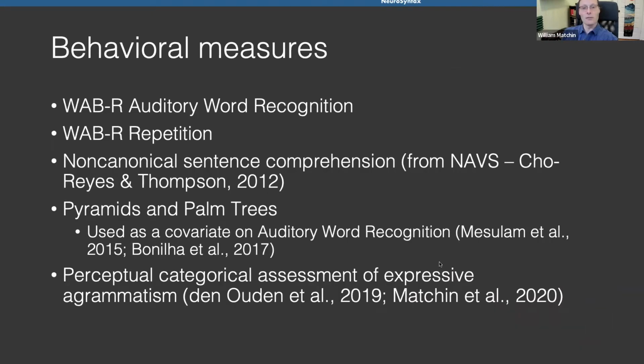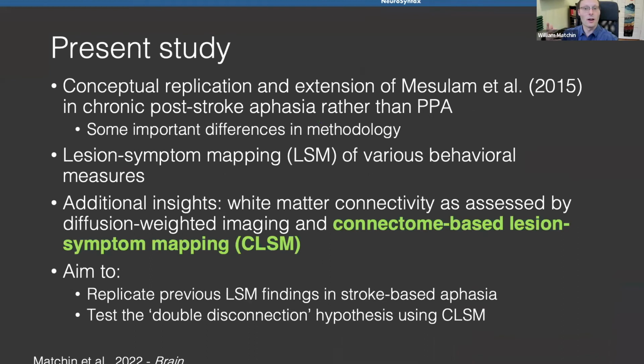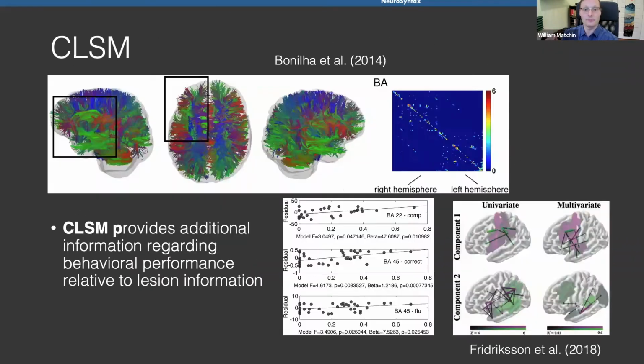So in the study, we have a variety of behavioral measures. We have the Western Aphasia Battery. In particular, we're looking at auditory word recognition and the repetition tasks. We're doing a conceptual replication of Mesulam et al., right? With some minor differences in methodology. And of course, the major difference being we're looking at chronic stroke-based aphasia rather than PPA, right? And then we're using CLSM to investigate this double disconnection hypothesis, right? Is it actually the case that in stroke-based aphasia, we can explain those word and sentence comprehension deficits through disconnection rather than the lesion to Wernicke's area?